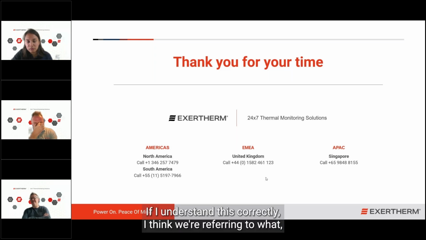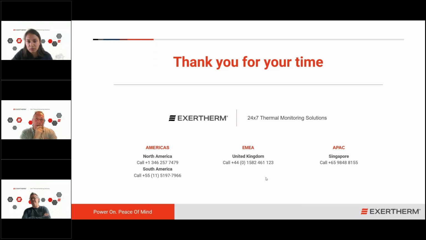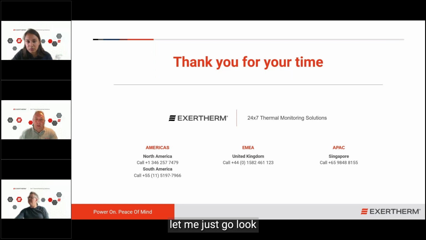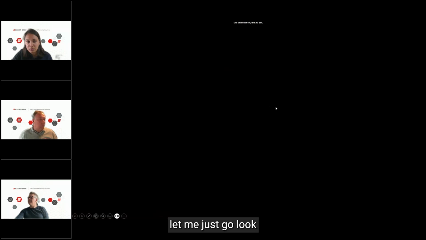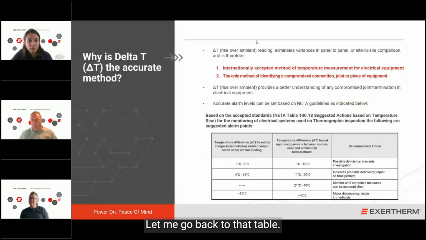Right. If I understand this correctly, I think we're referring to what would be a warning and critical alarm level. And yes, apologies if I've misunderstood it. What we tend to say is we stick to. Let me just go. End of slideshow. No, go back. Let me just go back a couple of those. Let me go back to that table.